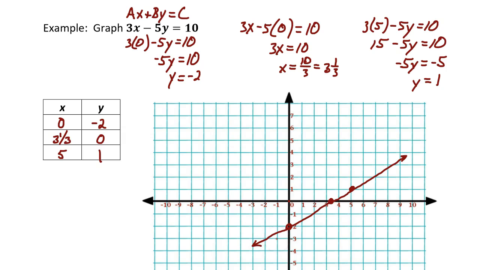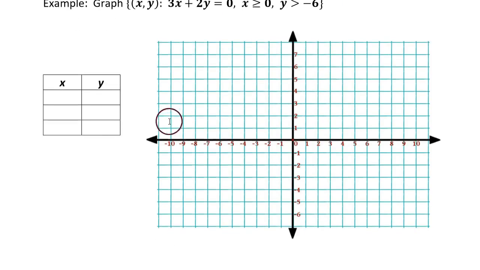This diagonal line is the graph of our equation. The way that we found that line was plotting 3 points. And the way that we found the points was to choose different numbers for x or y, substitute them into the equation, and figure out the other letter.